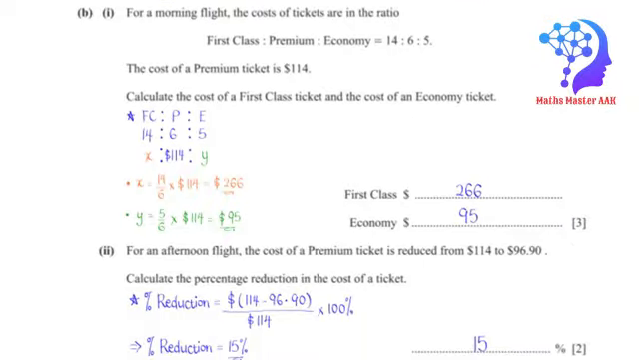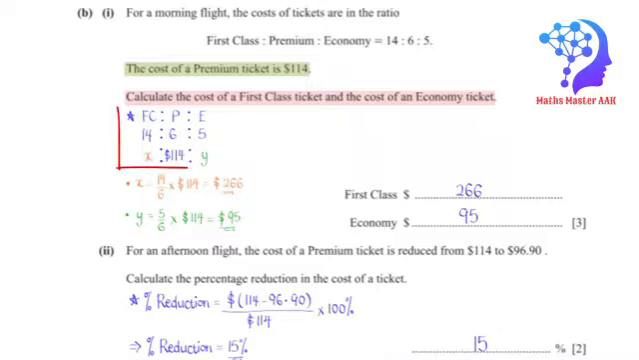For a morning flight, the costs of tickets are in the ratio first class to premium to economy equal to 14 : 6 : 5. The cost of a premium ticket is $114. Calculate the cost of a first class ticket and the cost of an economy ticket.